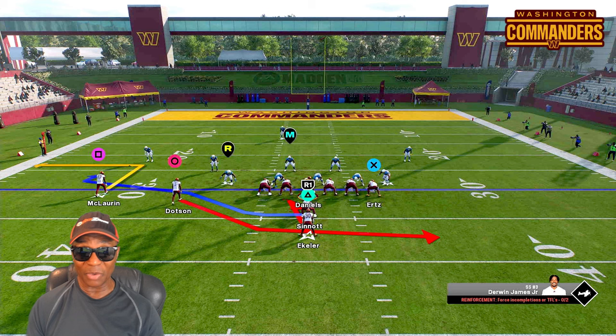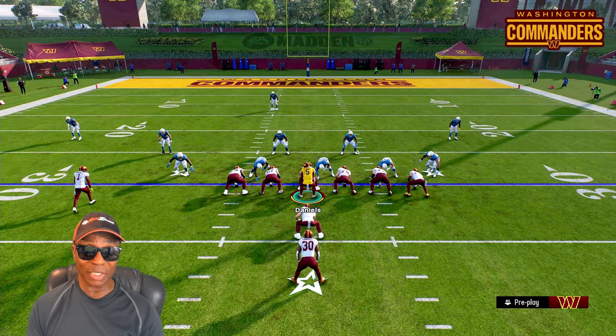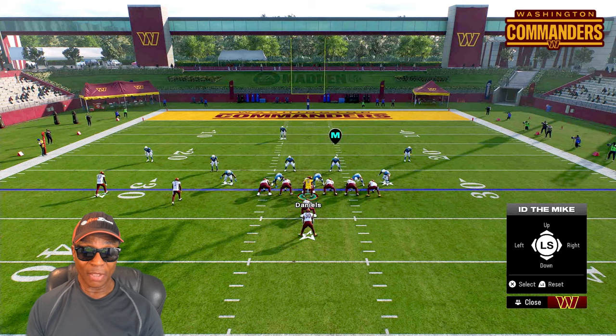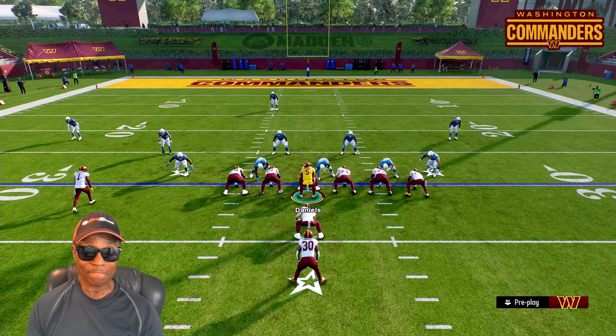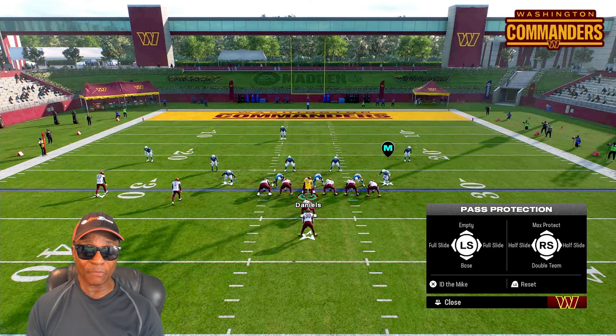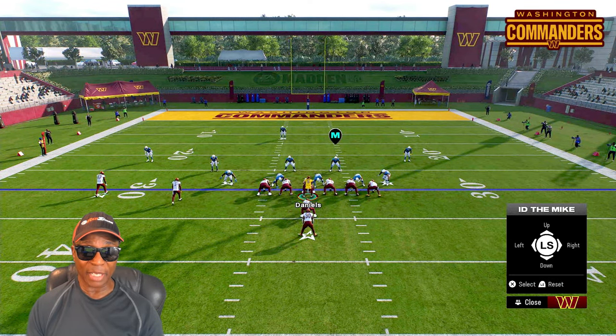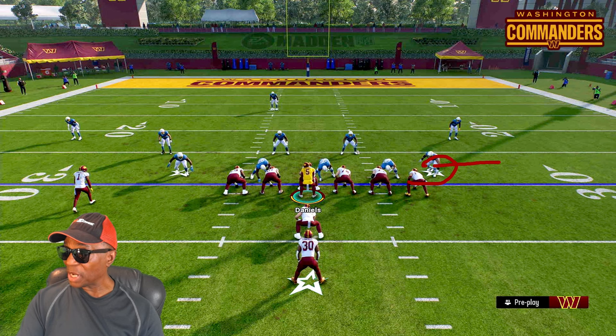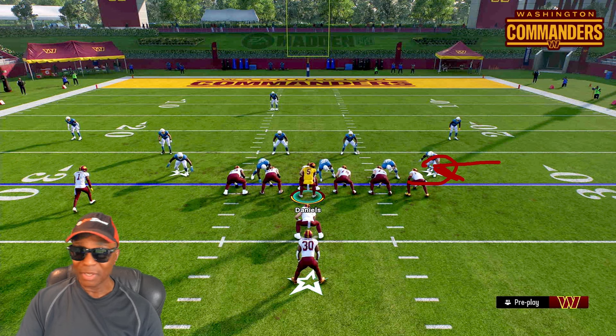Jahan Dotson is going to come around and get the ball. So what we want to do, let's identify the mic. Let's identify this guy right here as the mic. Let's see what happens. Actually, no. We're going to identify this guy as the mic. This guy may get pushed out this way if we identify him the mic. Actually, that's hard because he's got this edge of what we want to run. Let's identify him as the mic, okay?